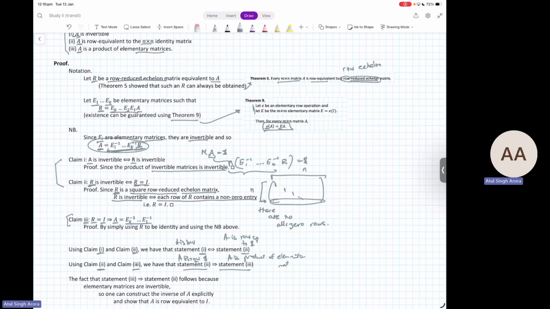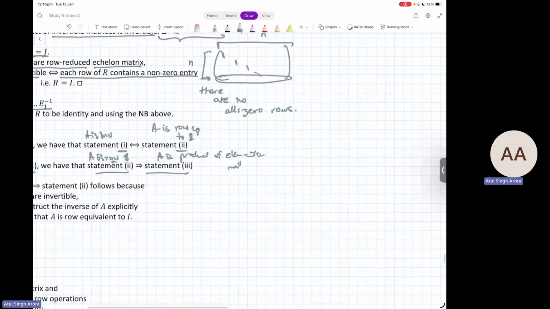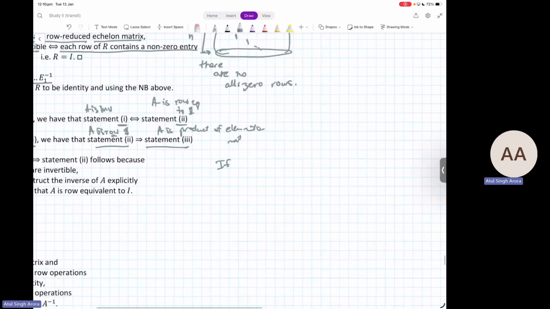Say it again. Wait, I'll write it down. If A is an n cross n matrix, then we have to prove the following three points. Wasn't that the proof? Yes, 1 is equivalent to 2 is equivalent to 3.